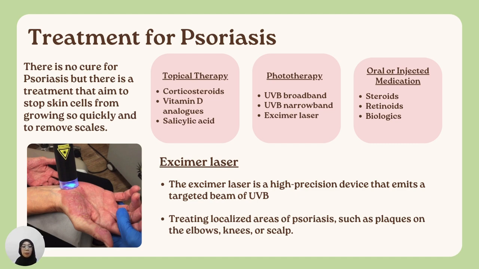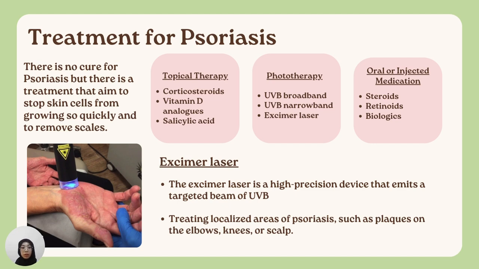Corticosteroid is a type of topical therapy that would help in treating mild to moderate psoriasis, while vitamin D analogs will help in slowing the skin cells' growth, and also salicylic acid helps in reducing the scaling of scalp psoriasis.